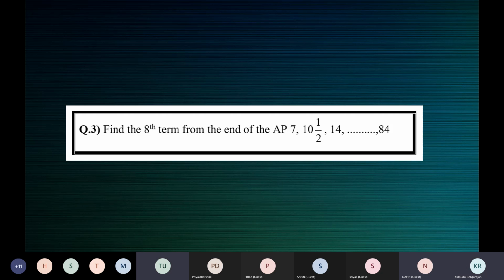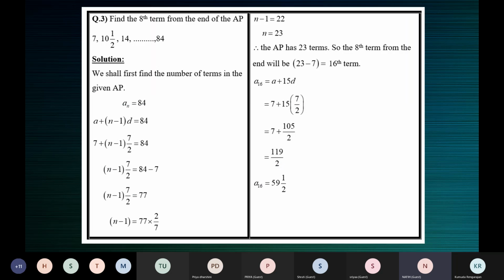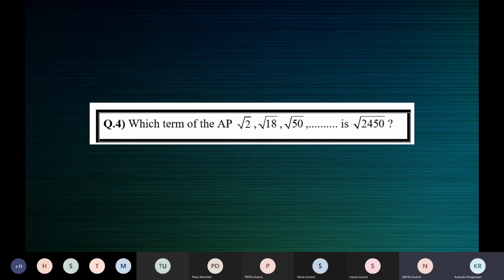We did the fourth one, ma'am, not the third. Fourth one, is it? You can just take a screenshot of this question and try this as homework. 8th term from the end. Answer we'll see in the next class.